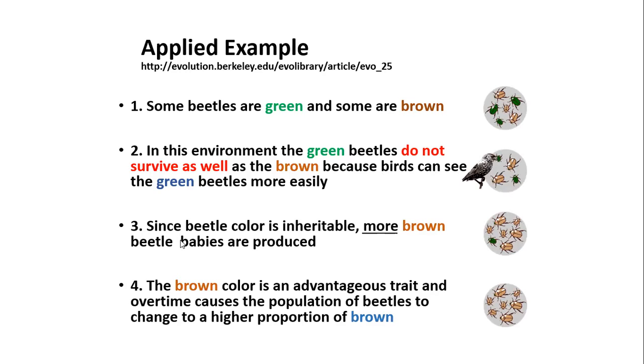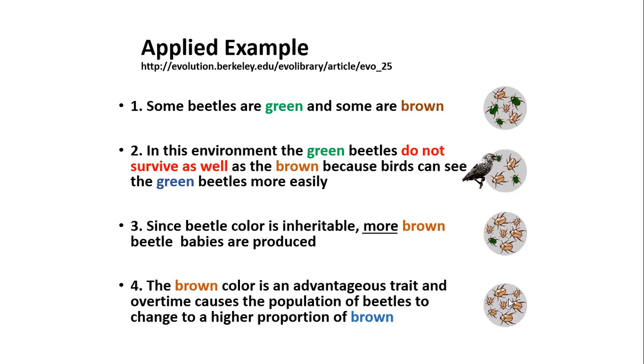Since the brown color is something that can be inherited, you end up with more brown beetle babies being produced, right? And so more brown beetles in the population. In this case, the brown color is an advantageous trait, and over time it causes the population to change to a higher portion of brown. Now, that's over a long, long period of time. If you had the same selection against green, you may get rid of the green gene completely, but most likely you're just changing the proportion of brown to green beetles in the short term, okay?